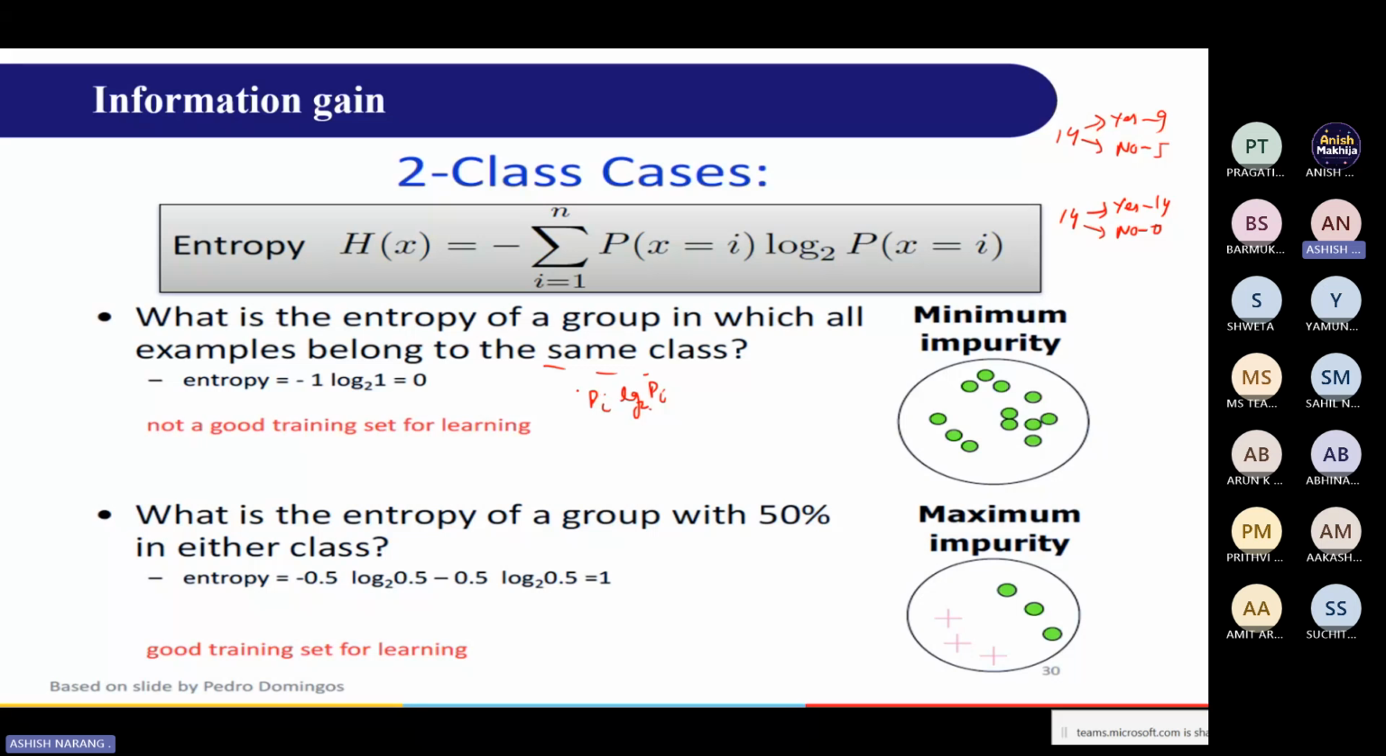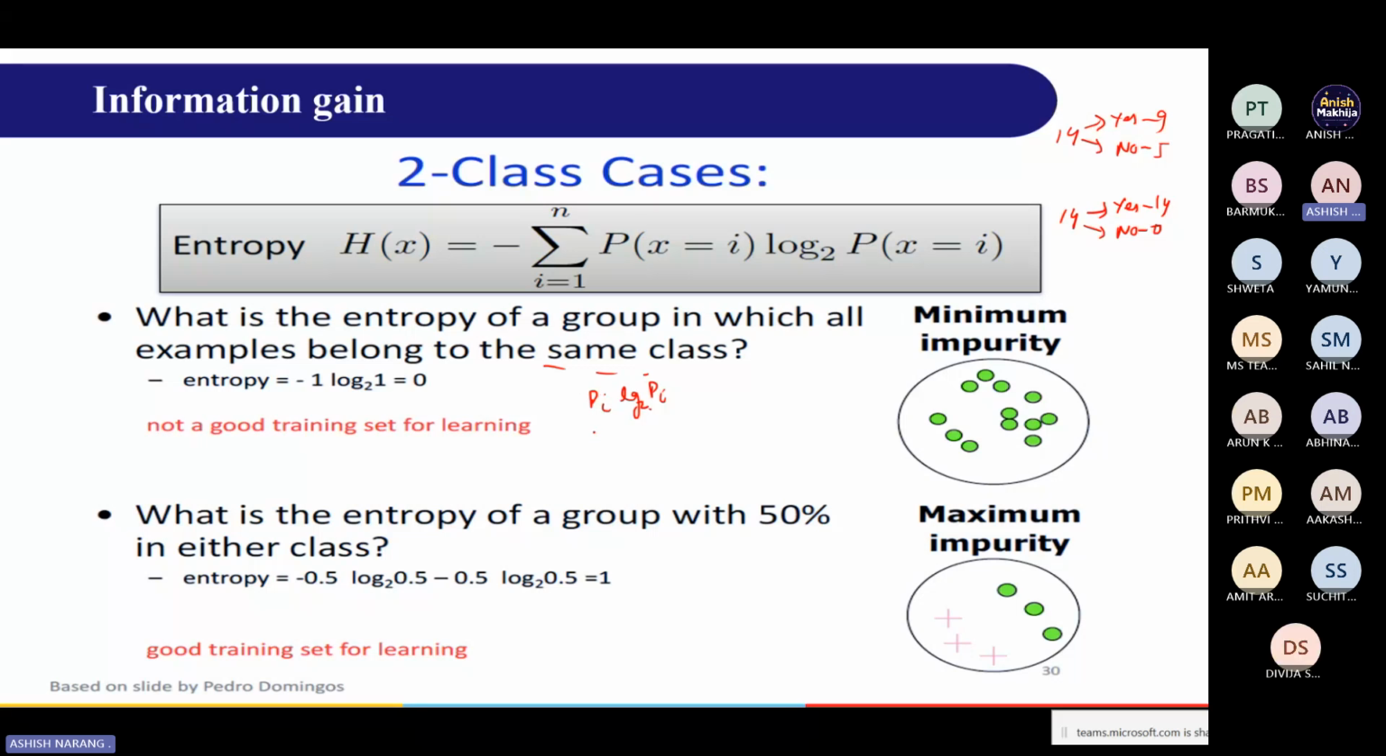Now the probability of a class belonging to yes is 1. So 1 log of 1. The probability of a class belonging to no is 0, right? So 0 log of 0. Log of 1, if you know, is 0, and this term is 0. So both the terms are 0. So 0 plus 0 is 0. So there is no impurity in the data set. Entropy is 0. So our objective is to achieve 0 entropy.